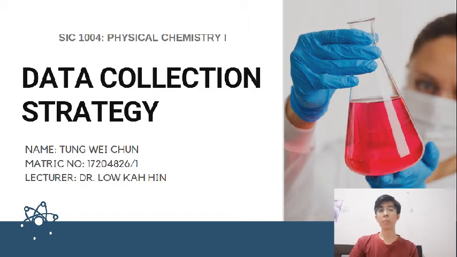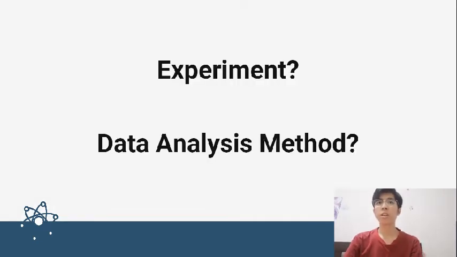The topic that I'm going to present today is data collection strategies and key findings in an experiment. In general, if we were to conduct an experiment with a hypothesis, we will plan ahead on how we should obtain the result of the experiment. Yes, there are many kinds of data analysis methods like observation, analysis of variance, trend analysis, and cross-tabulation. However, not all are suitable for a particular experiment.